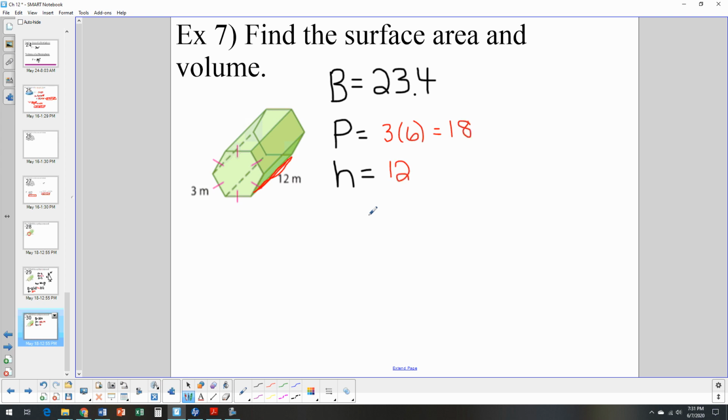So now we're going to do our formula of surface area and volume for a prism. If you recall, surface area is 2B plus pH. So that's 2 times 23.4 plus 18 times 12. So that's going to be 46.8 plus 216. So our surface area is 262.8 meters squared.